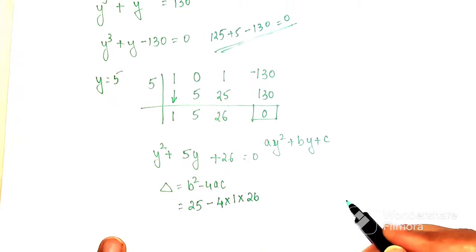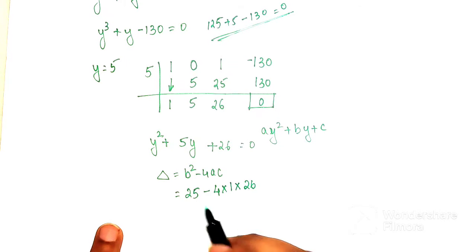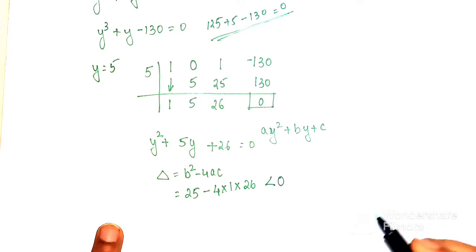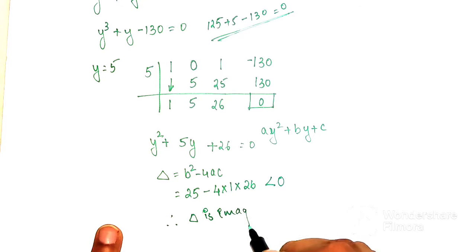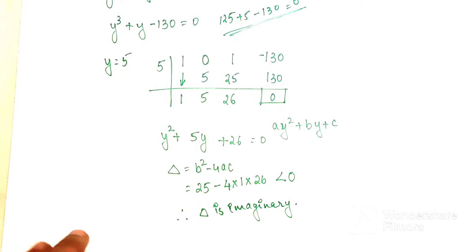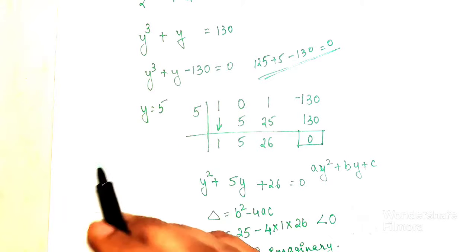is 26. Now we know that 4 into 26 is definitely higher than 25, and if we subtract a bigger number from a smaller number, then the value comes out to be less than 0. Therefore I can say delta is negative, so the values are also going to be imaginary. So in this case I can say that the value of y is equal to 5.